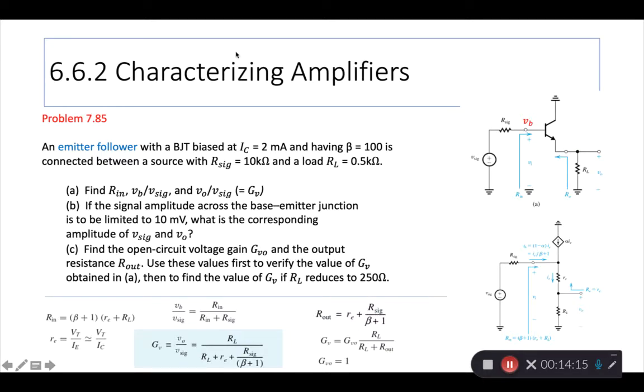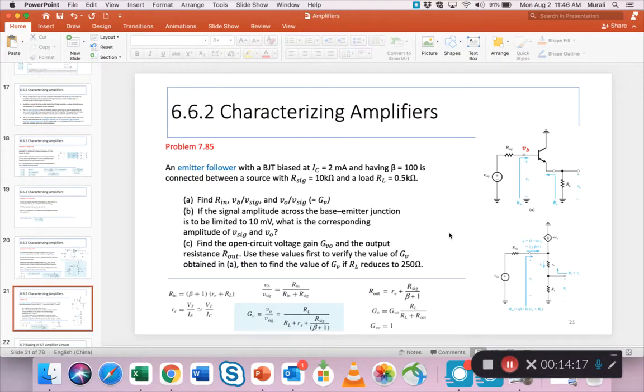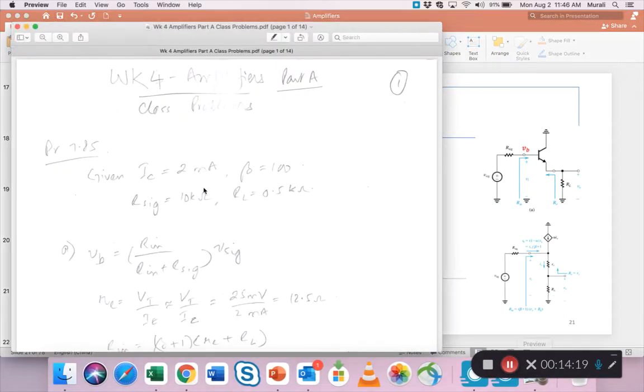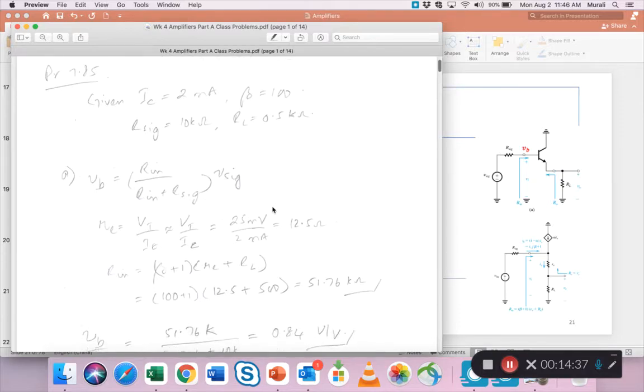Okay, so these are the steps to do it, and here is my PDF that you all like so much. Pardon my handwriting, but I hope I can walk you through this so there's no confusion. Okay, so problem 785, biasing current is given, beta is given, R signal is given, RL is given. V base is Rin by Rin plus R signal into V signal.